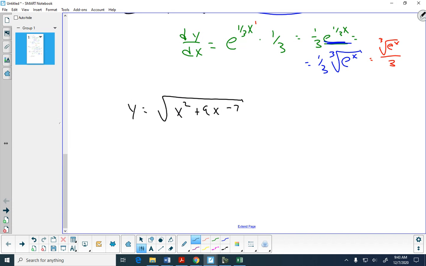Once again, in this form, you need to write it exponentially. Hopefully we know that's to the 1/2 power. So bring your exponent out front. Drop your exponent by 1. And then go inside and take the derivative of what you have inside.